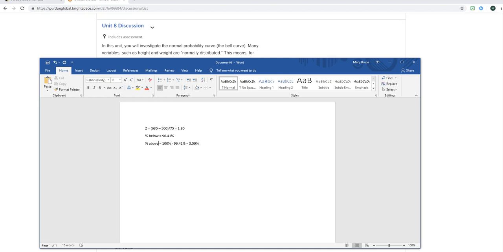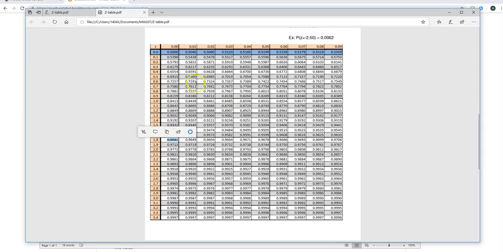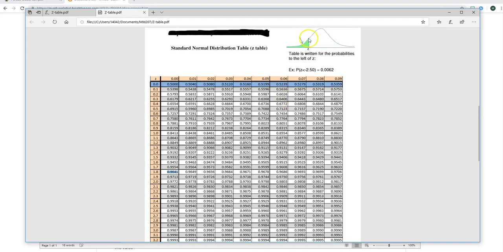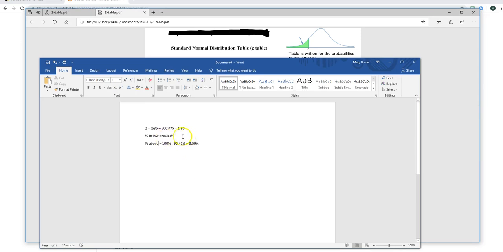So the numbers in the body of the z-table, let me go back to clarify since I had the wording mixed up. All right, numbers in the body of the z-table, all of these numbers are probabilities below. In fact, it reminds you up here because it shades to the left. To get above, you'll have to do 1 minus these numbers, or if you've already converted them to percentages, just do 100% minus your number, and you will get what's above. Okay, so this is the correct way to put it. 96.41% of scores are below a score of 635, and only 3.59% of the scores are above that.